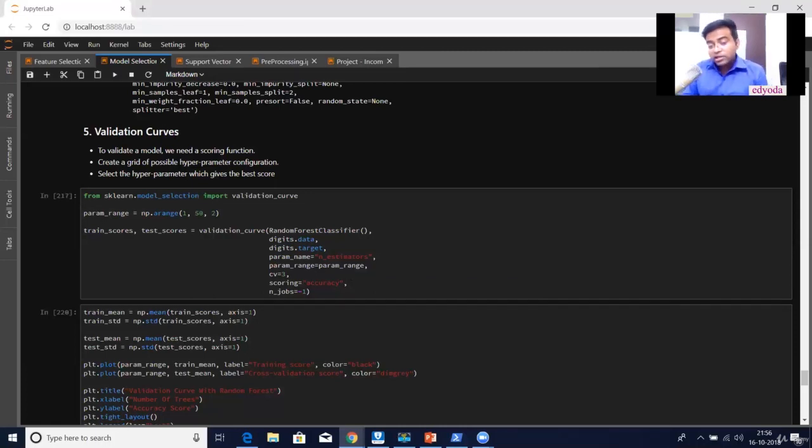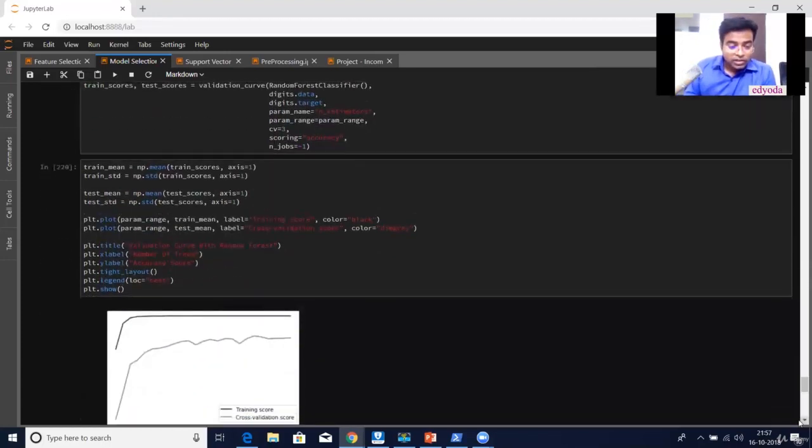n_jobs is equal to -1. Keep it in mind when you are using grid search or randomized search. n_jobs equal to -1 means you're making use of all of the cores of the system, so it optimizes. Once you have created the validation curve and run the model, it will be storing all the values in the train score and test scores. And that's what you are doing over here. You're calculating the mean across all 3 subsets, and you're plotting it.